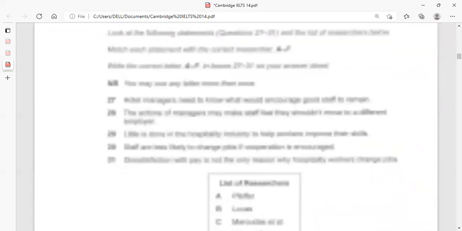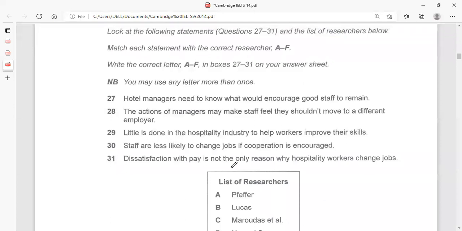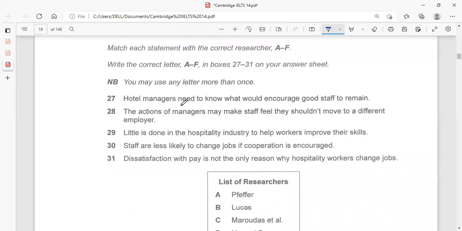Manveer, the first one, 27th one: Hotel managers need to know what would encourage good staff to remain. So how would you start? Would you start with the questions or would you start with the researchers? I will start with researchers. Now see, there are two ways of doing it. You could even start with this.